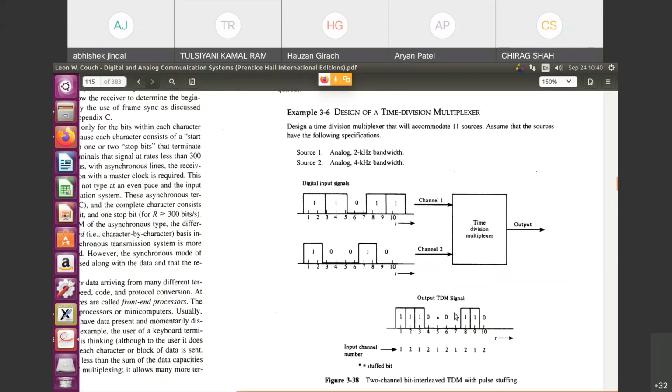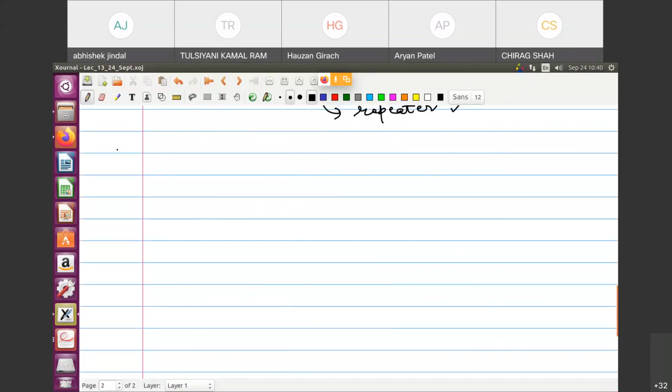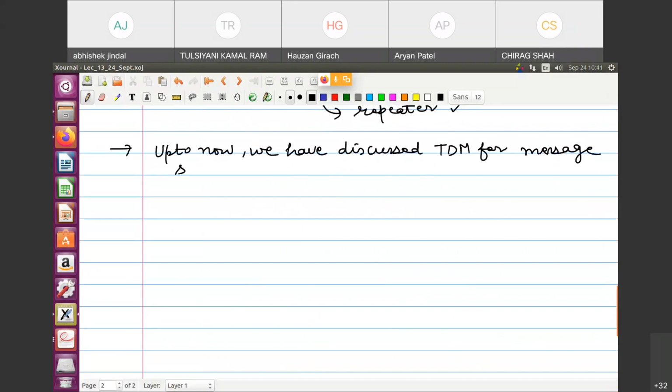Yeah, now. So up to now we have discussed TDM for message sources with common sampling rate. Okay, that is what the photo I showed it to you from Haykin. Common sampling rate. Okay.